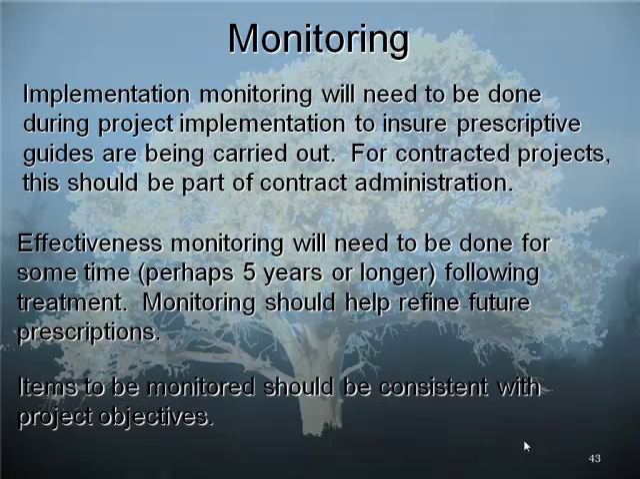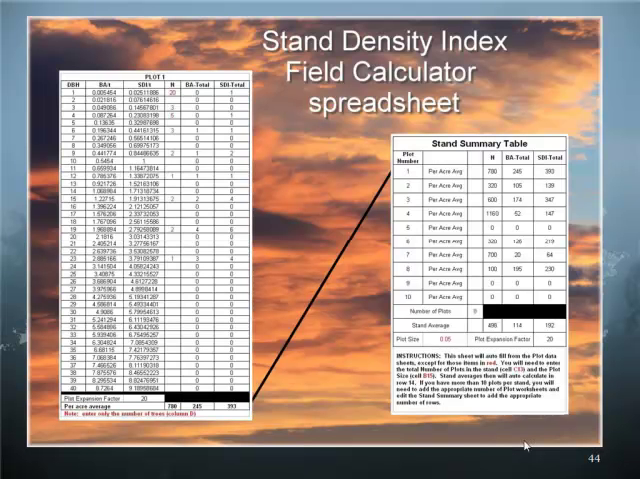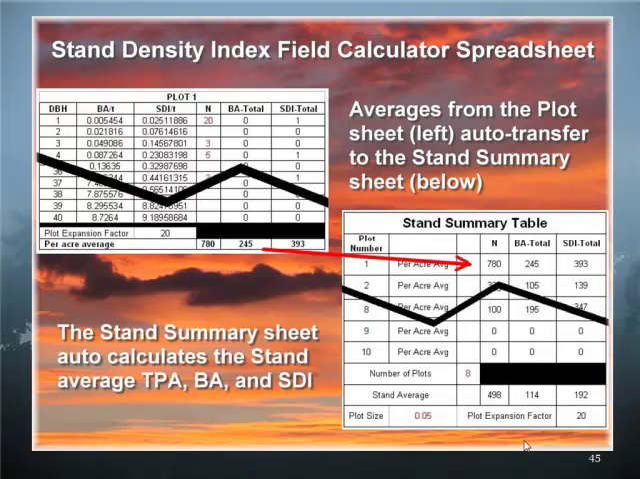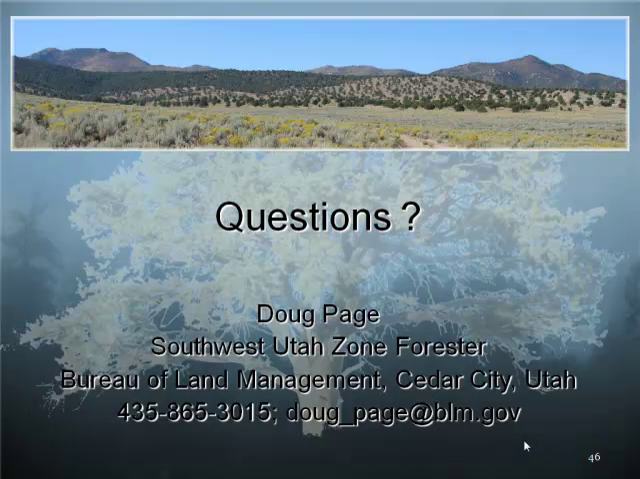Okay, there are ways to monitor, and I don't want you to read that slide. I want to do that other one. Anyway, field forms can be used that auto-calculate stand density index. You can fill in trees by diameter class number, and it calculates your SDI and brings it over to another table and sums it to tell you what you have. So, thank you, Doug. Done.